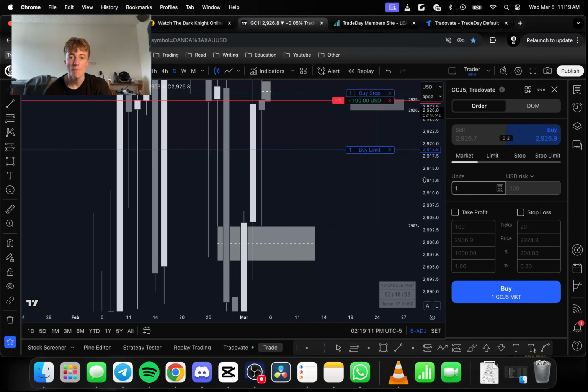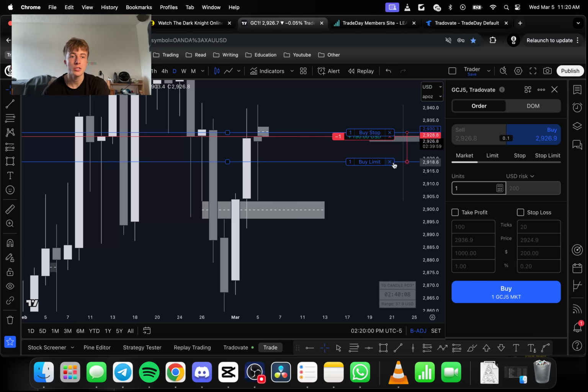While we don't have to, we technically already did after we closed above here. My bias was that because we came so close to it and missed it, it can still potentially run back down. Therefore, because we came all the way back here, what I was looking for was a sell from the premium. This is obviously a premium price. I'm risking about $200 on my stop loss, and I'm aiming for $1,000.